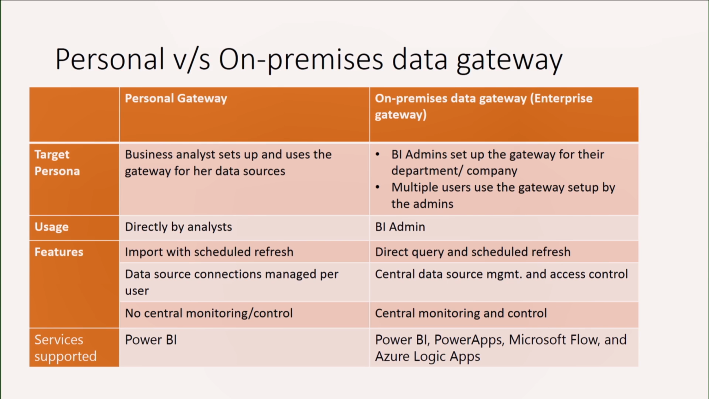The feature of the personal gateway is import with scheduled refresh. On the enterprise gateway, we do support live query in addition to the scheduled refresh. The data source connections are managed per user. In the enterprise gateway, it's central data source management, so multiple people can manage it, modify it and delete it. And finally, central monitor and control is provided by the enterprise gateway, but not the personal gateway.